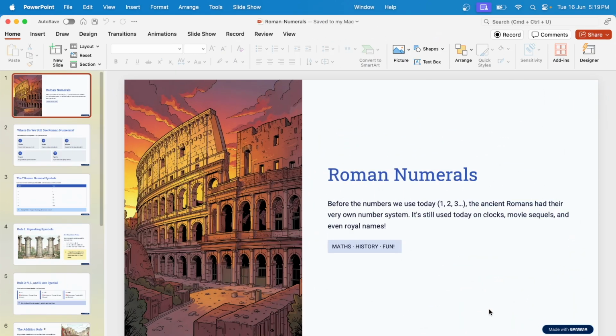Have you ever noticed Roman numerals on clocks, book chapters, movie sequels, or important events like the Olympic Games? Today, we will learn what Roman numerals are and how to read and write them. Before the numbers we use today, like 1, 2, 3, the ancient Romans had their very own number system. It's still used today on clocks, movies, and even royal names.